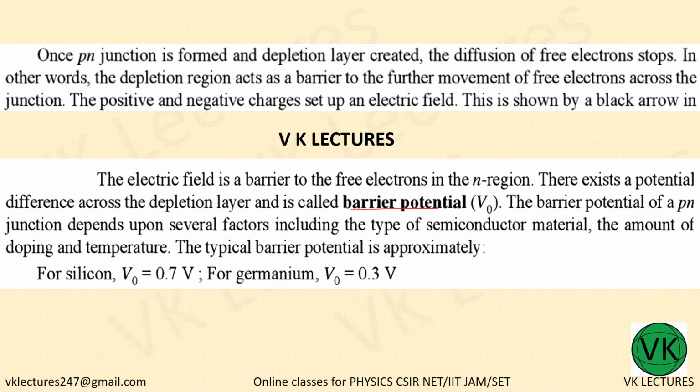Here you have the barrier potential for silicon and germanium. Silicon barrier potential is around 0.7 volt. Germanium, this is important. V naught or VB you can use, there is no problem. Barrier potential. Alright.